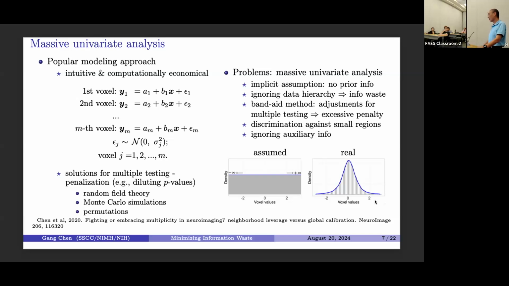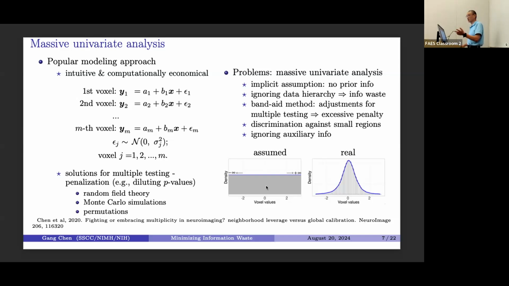That is important for us because when we build a model using the traditional approach, massive univariate modeling, we make this assumption on the left-hand side of a uniform distribution. We have no prior knowledge, but that's not true. It's more reasonable to assume something like a Gaussian distribution, some centralized distribution. It does not have to be Gaussian, but something like that. If we don't use that information, immediately we have trouble.